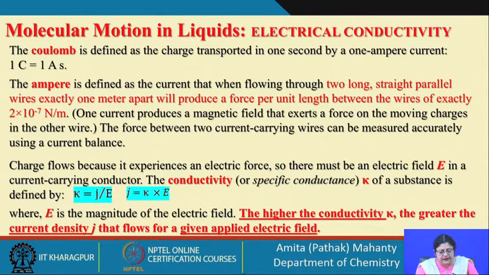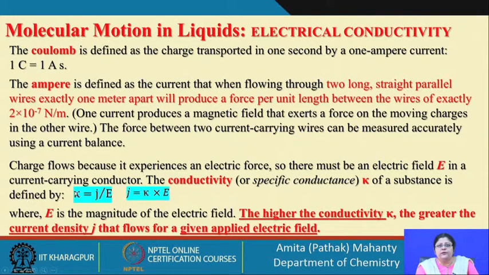In this expression, E is the magnitude of the electric field, and kappa is the conductivity, which we have just now said. The conductivity of a substance is defined by the ratio of current density to the electric field existing in the current carrying conductor. Okay. So, where E is the magnitude of the electric field associated. So, from this expression, this is kappa. So, this is the conductivity.